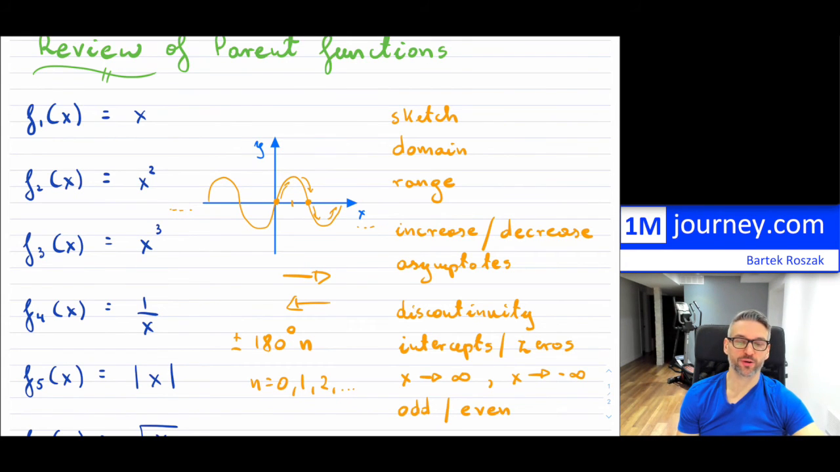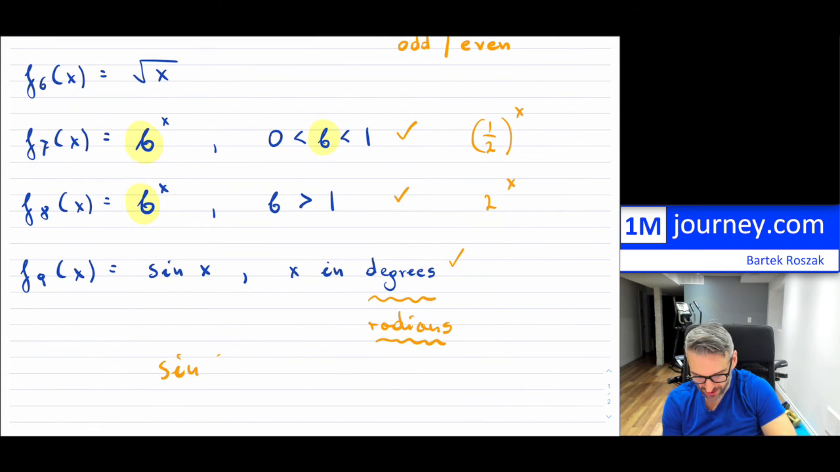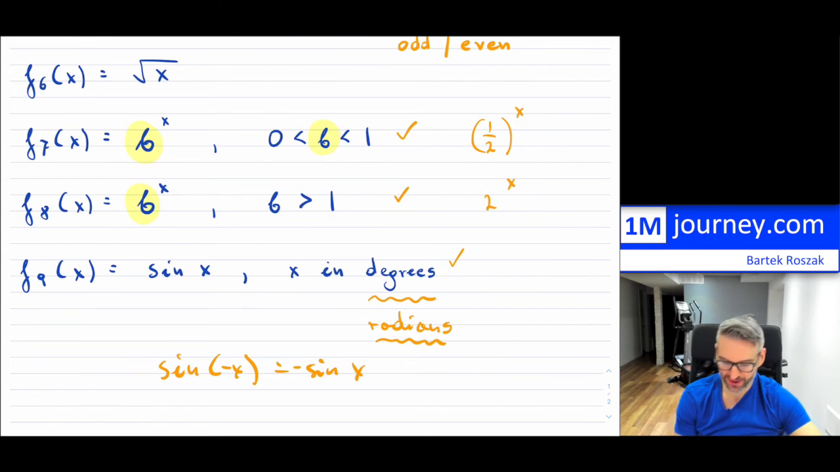Is it odd or even? So we've actually talked about that in the video on the odd or even. It actually turns out that it is odd, right? And that's if you substitute negative x in there, so you get sine of negative x, which actually is going to give you this back. Okay, so it's odd.